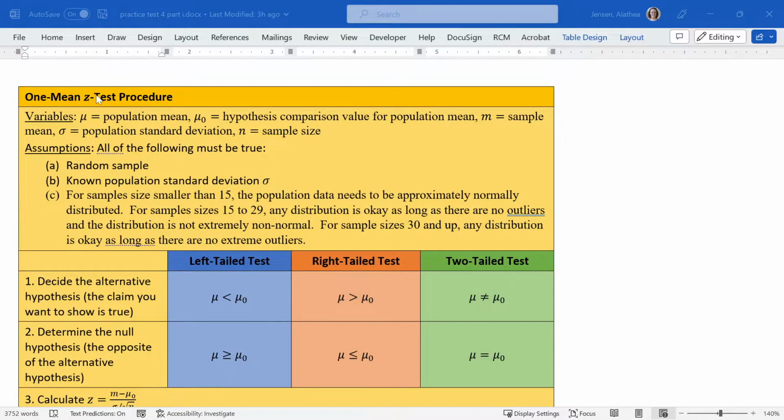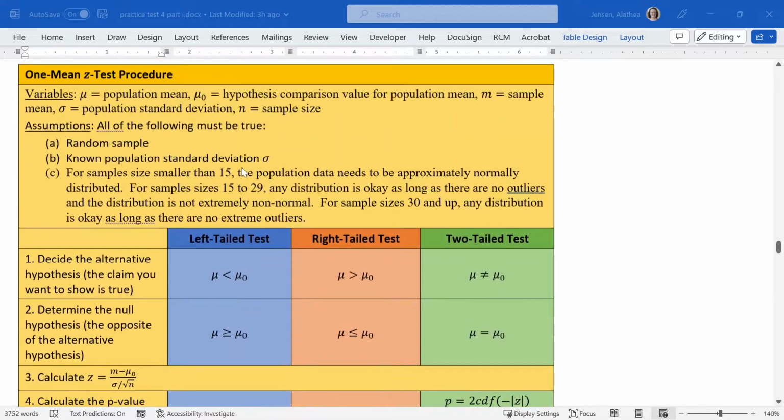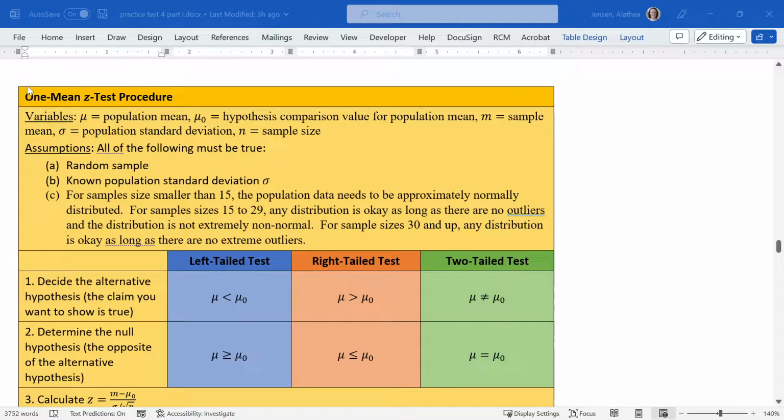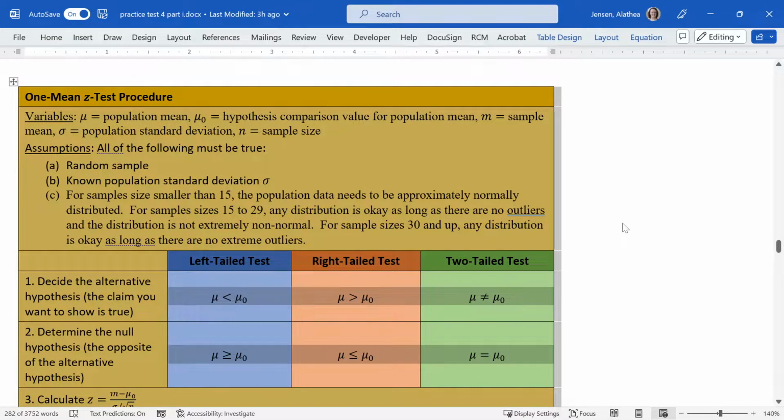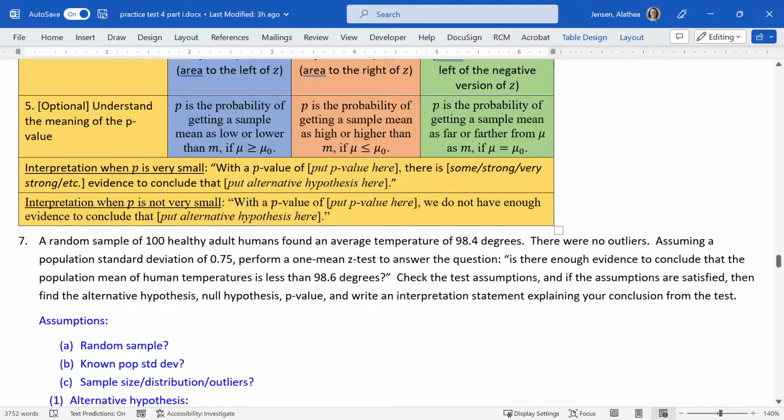So on the next set of questions, starting with question 7, we're going to be doing the one mean z-test procedure. So I have put the procedure table here. All right, so let's read question 7.